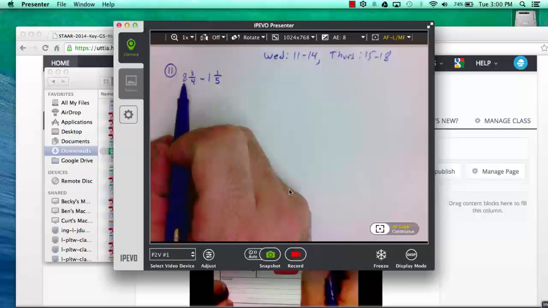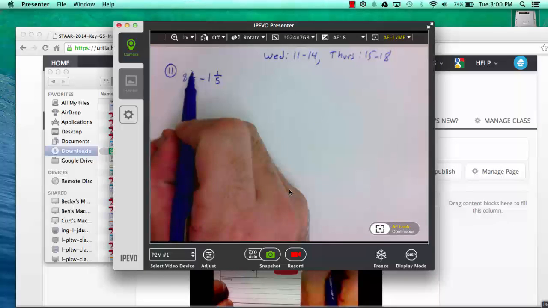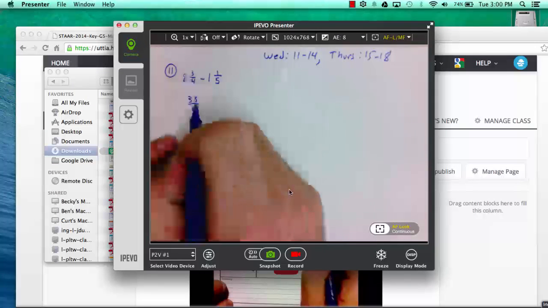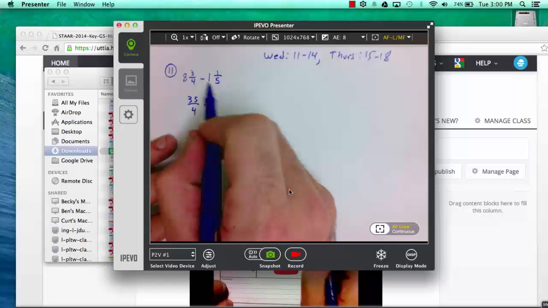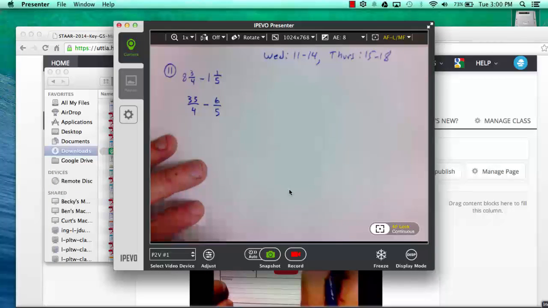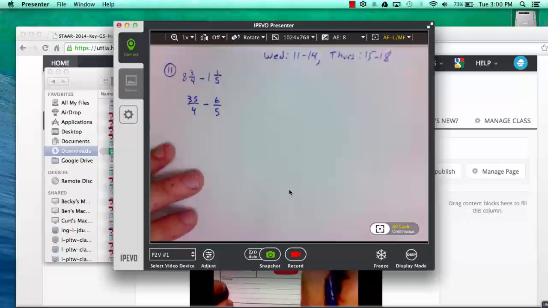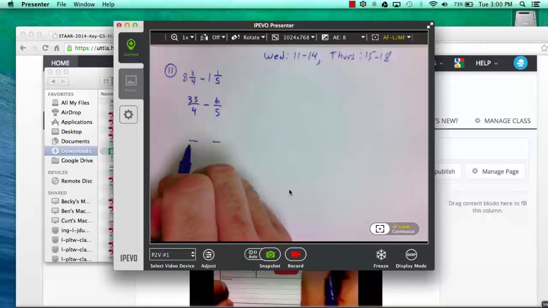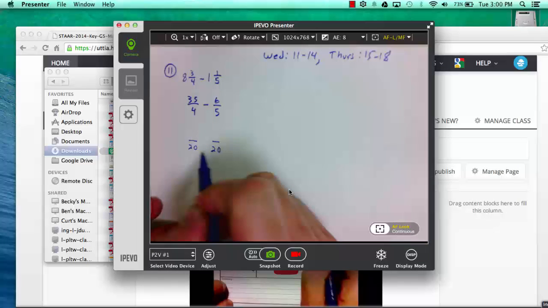We will take our mixed numbers and convert to improper fractions. 8 times 4 is 32, plus 3 is 35. 8 3/4 is equal to 35 over 4, minus 1 1/5. 1 times 5 is 5, and 1 is 6 over 5. Alright, when we are adding or subtracting, we need a common denominator. The common denominator between 4 and 5 is 20. I'll express both of these fractions as an equivalent fraction with a denominator of 20.